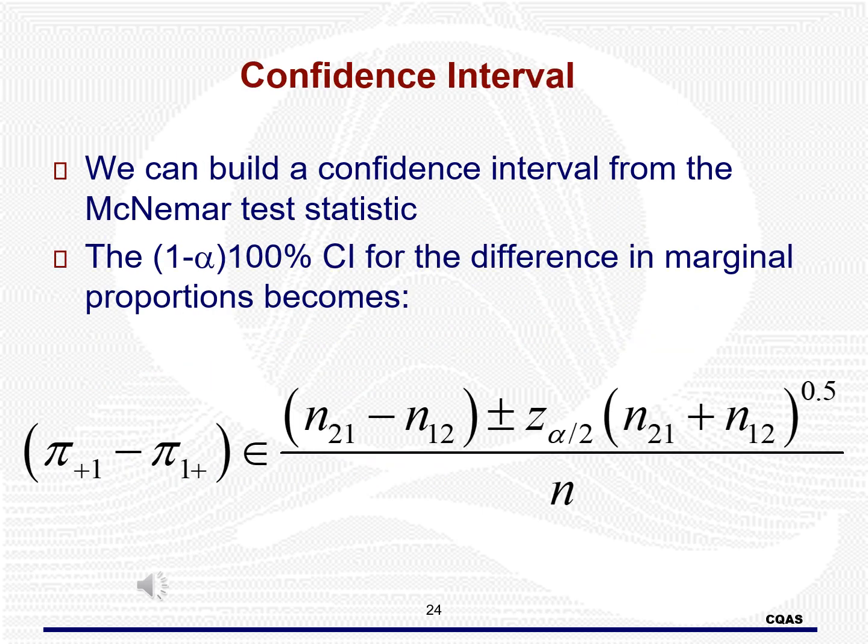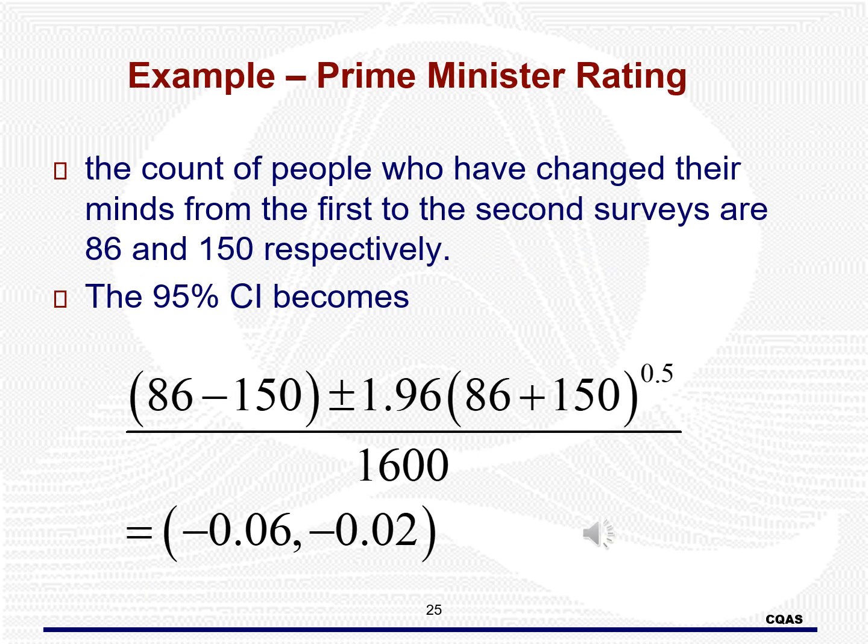We can use the test statistic and find a p-value, or we can create a confidence interval. The confidence interval is given in the slide. Notice that this is based on the counts. Let's go back to the poll example and create a 95% CI. Based on the interval, the rating of the prime minister actually decreases across time. This decrease is between 2 and 6%. Also, since 0 is not in the interval, we would reject the null hypothesis.